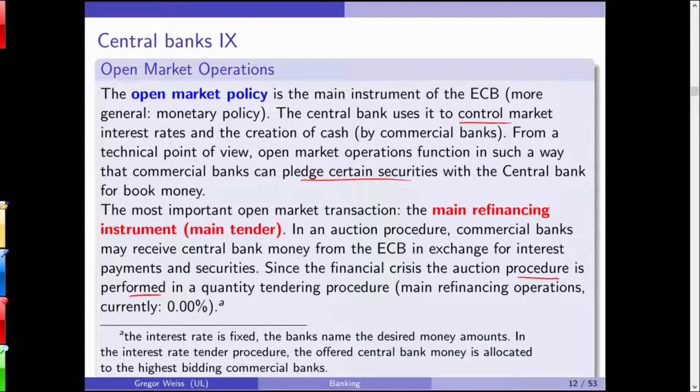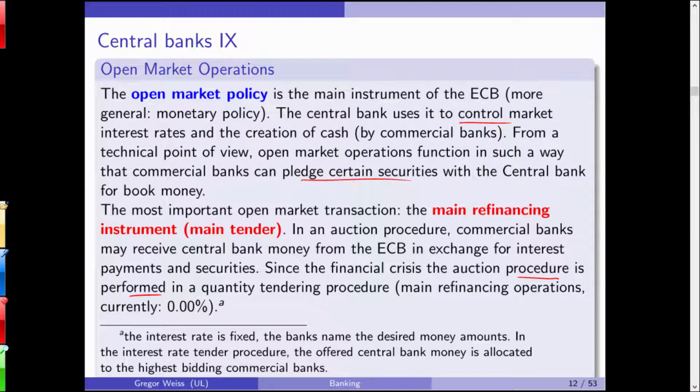you, as a central bank, will simply say, okay, we are giving out money at a fixed interest rate. And in the second type of auction, you will just say how much money is given out, and the banks will say, I'm willing to pay an interest rate of 5, 6, or 7% or 2%, and then the money is distributed according to the best offers made by the commercial banks. And in this case here, the interest rate is fixed.